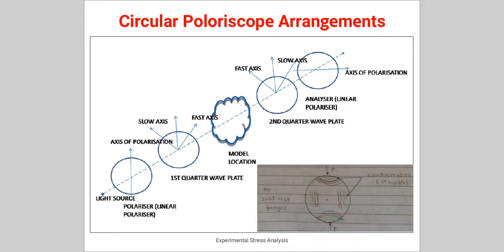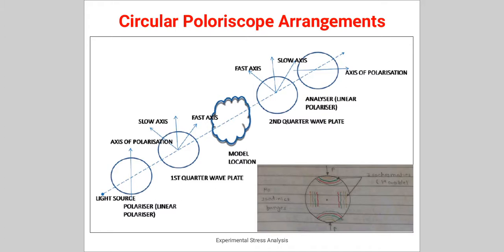That means both axes are perpendicular to each other. As already discussed, quarter wave plate number 1 and 2 are provided. Quarter wave plate number 1 is provided before the photoelastic model, and quarter wave plate number 2 is provided after the photoelastic model. Actually, these quarter wave plates are provided for three basic reasons, because the directions we have calculated, we calculated by using the isoclinic fringe.